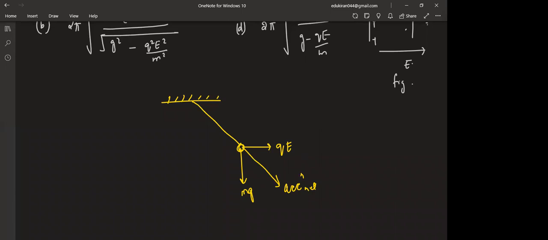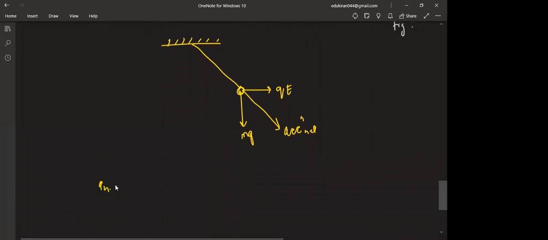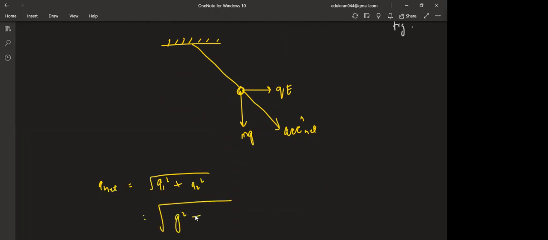So see, what is the net acceleration? If you look here, the net acceleration will be the square root of a1 square plus a2 square, using your parallelogram law. So that becomes the square root of g square plus (QE by m) whole square. How QE by m? F is QE, acceleration is F by m. So this is QE by m.